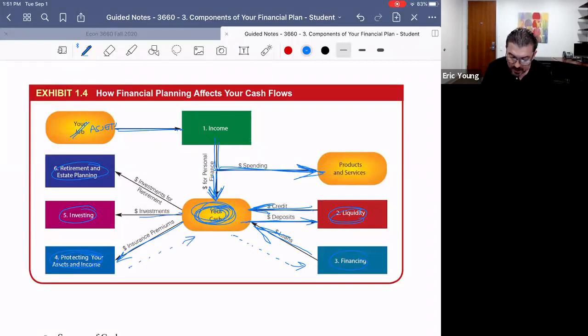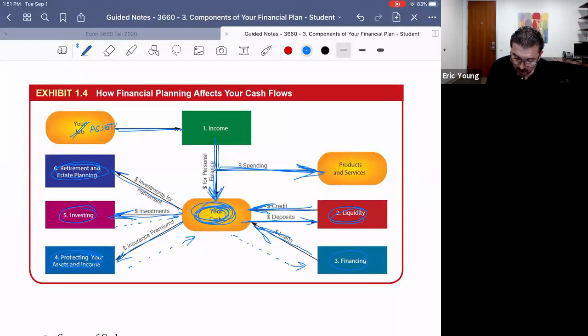Your cash goes out in the form of long-term investments. Of course, if you do that right and allocate right, that money can come back to you at some time in the future in the form of dividends, for example, or capital gains when you sell an investment that has appreciated. And finally, your retirement and estate planning.